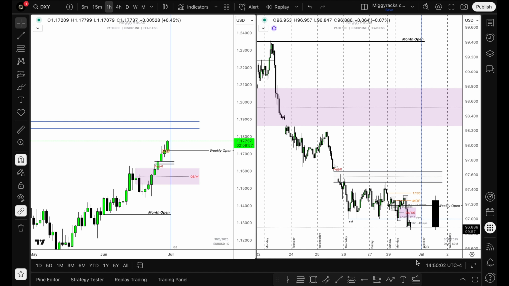Yo my people, back again with another video, and this video is going to be based on draw on liquidity and daily bias, and I've got a bunch of screenshots and I'm going to take you through a few examples on the actual charts as well, just to show you how it looks in charting scenarios.